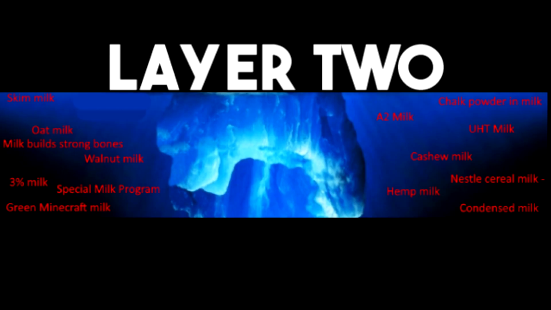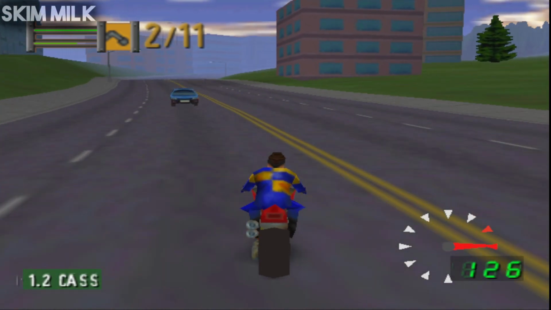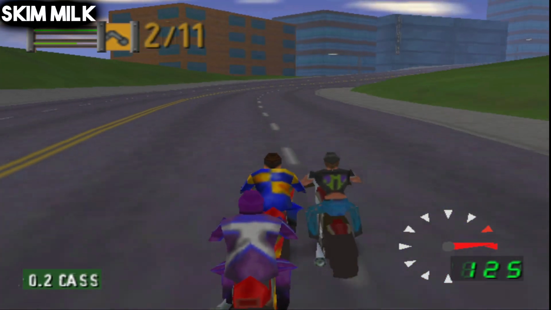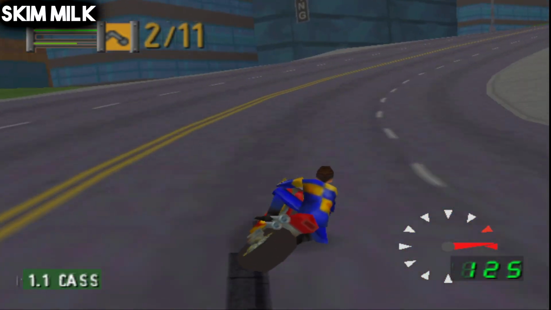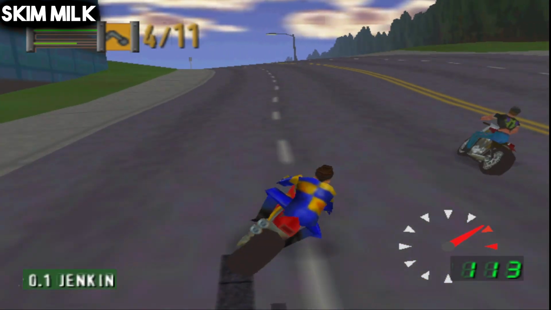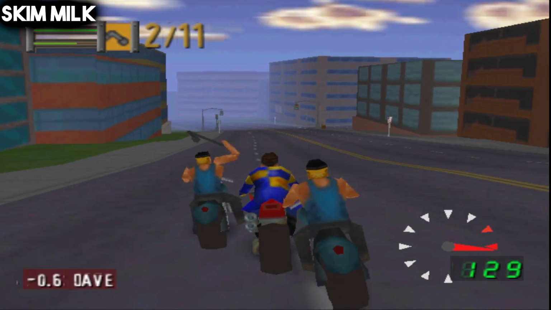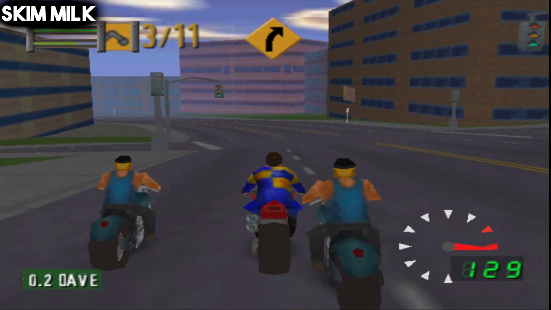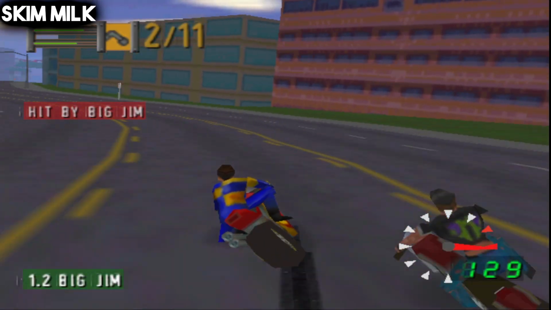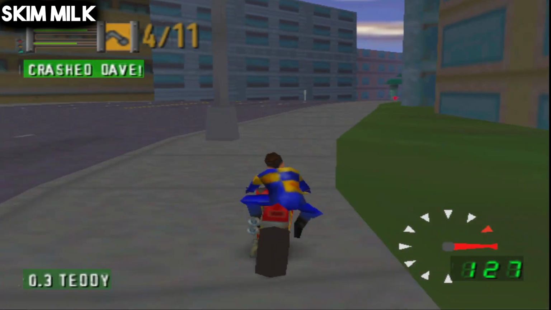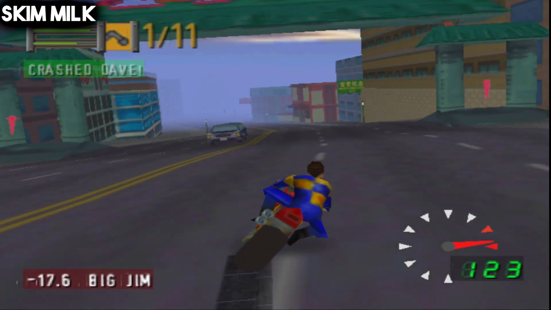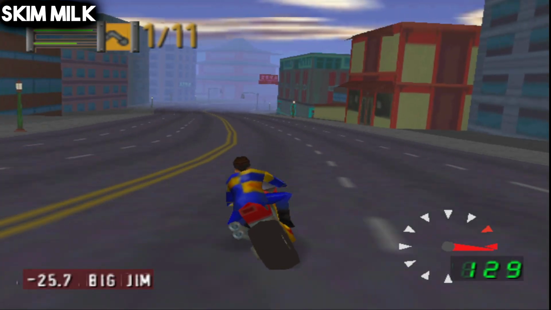Layer 2. Skim milk is simply milk with nearly all of its fat content removed. It was once pushed as the healthiest milk during the late 20th century. The result of milk without its fat, skim milk, is a much thinner texture and a more watery taste, which many people either love or hate. Despite its reputation, it's still popular in some healthy diets.